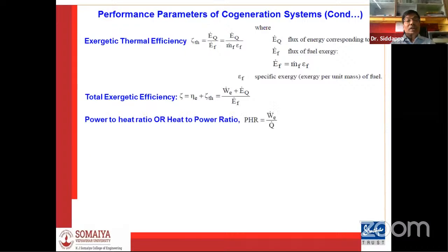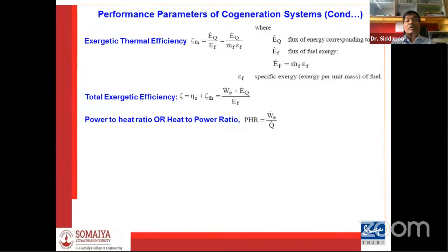Now, I told you a few minutes back, we are going to discuss the need of the power to heat ratio in gas turbine combined thermal power systems. They got the power to heat ratio as 1.07. What it indicates is the ratio of the amount of electrical power produced from the system to the amount of thermal power from the system.